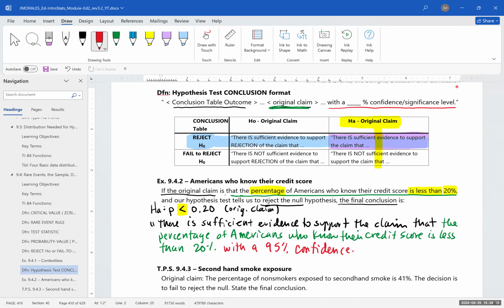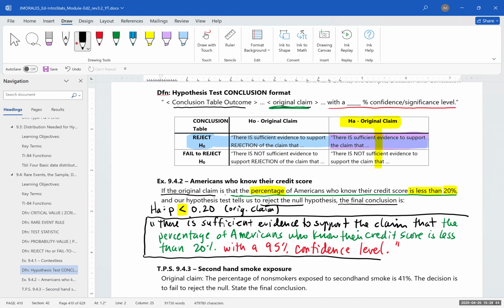Come on, eraser. There we go. Confidence level. I'm choosing black and it's just delaying changing the color. This is our final hypothesis test answer. All of the work that we've done in our hypothesis test was to come to writing this conclusion.